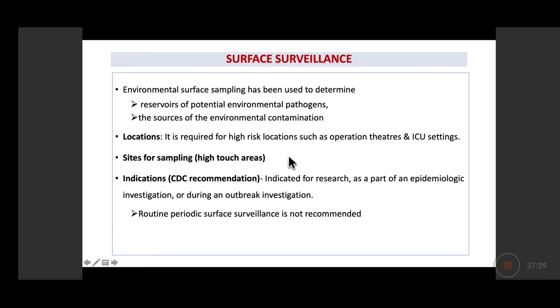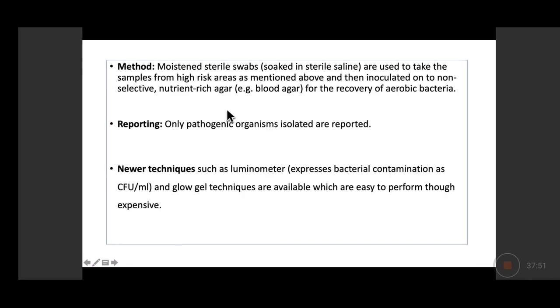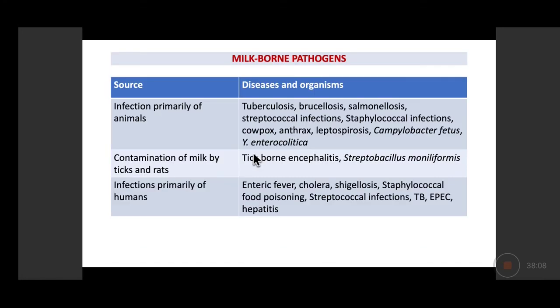Third is the surface surveillance that we do. It is generally done to determine the reservoir of potential environmental pathogens and the sources of environmental contamination. What we do is take sterile swabs, soak them in sterile saline, and take samples from the different areas. Only pathogenic organisms which are isolated should be reported, because there might be other organisms which can be present.